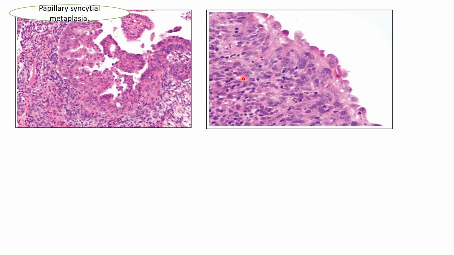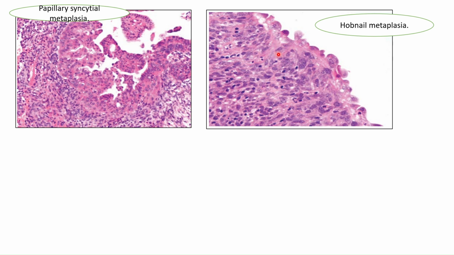Here we can see the surface epithelium is replaced by hobnail cells. So hobnail cells, as we have discussed, are protruding nuclei from the cytoplasm inside the lumen or outside the surface, having pink cytoplasm. It may confuse us with the Arias-Stella reaction, which is generally seen in gestational endometrium. Here, this type of metaplasia is seen in non-gestational endometrial pathology.